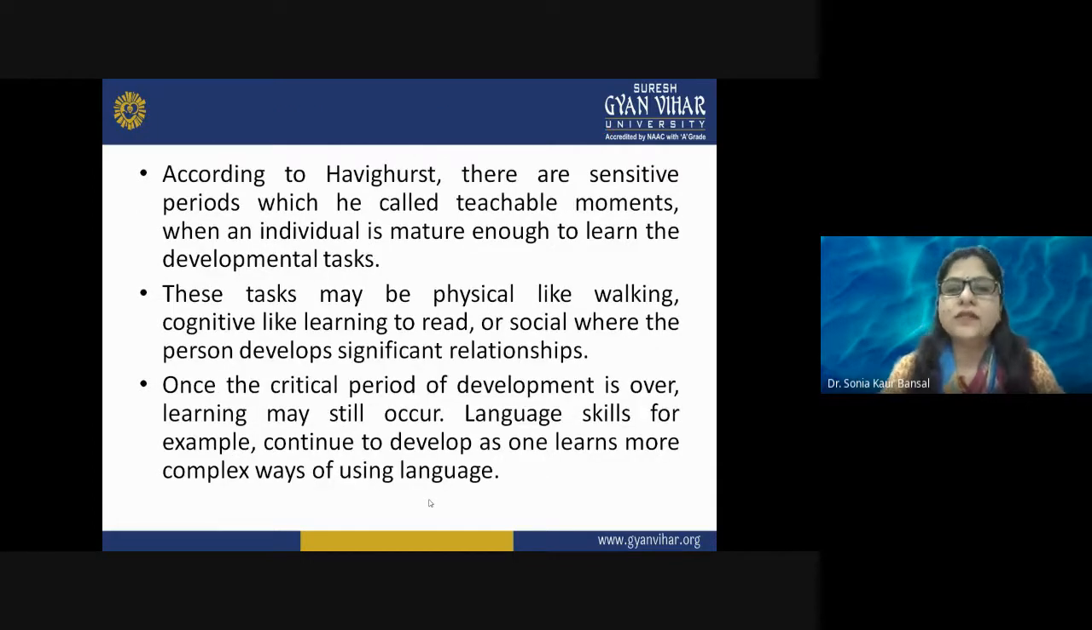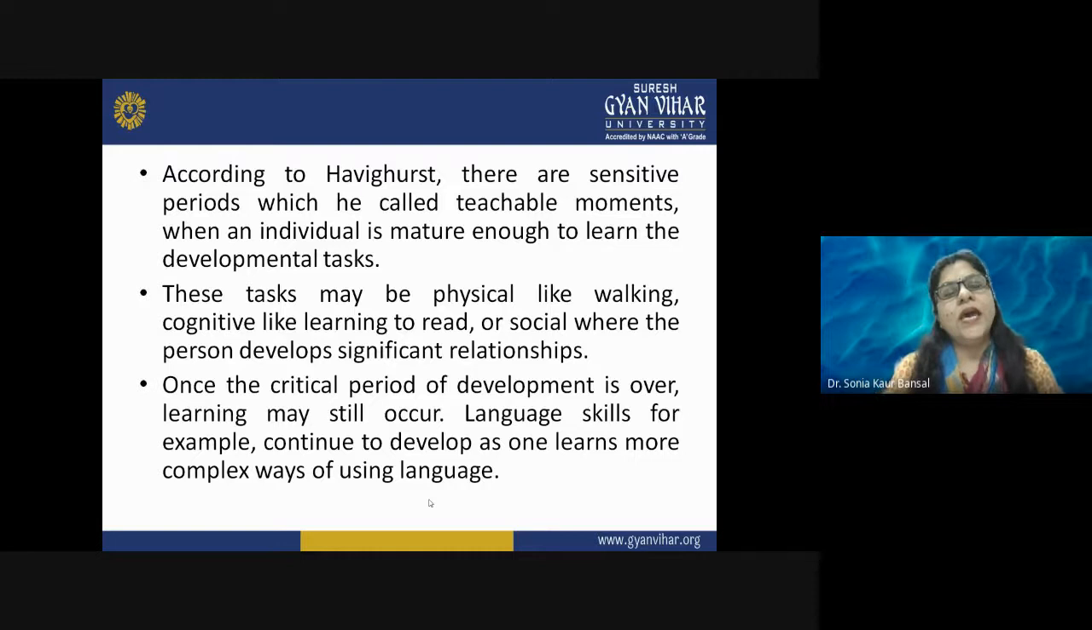All right. So, according to Havighurst, there are sensitive periods in life which he called teachable moments. When an individual is mature enough to learn the developmental task, these moments play a very important part. These tasks may be physical, like walking; cognitive, like learning to read; or social, where a person develops significant relationships. And once the critical period of development is over, learning may still occur. Language skills, for example, continue to develop as one learns more complex ways of using the language.